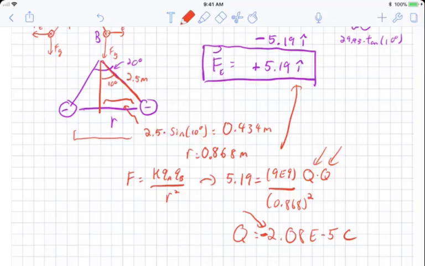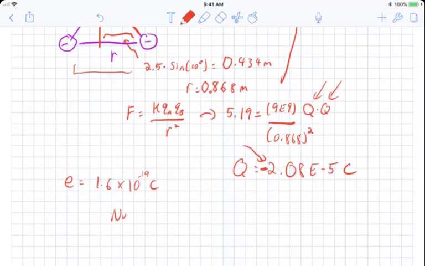I'm looking in my book right here. At the start and end of the book, there's always a table of useful notes. Here it is, the charge on an electron. One electron has 1.6 times 10 to the minus 19 coulombs on it. And so the number of electrons is equal to this charge, that's a negative number, divided by the charge on a single electron: minus 2.08 E minus 5 divided by minus 1.6 E minus 19.